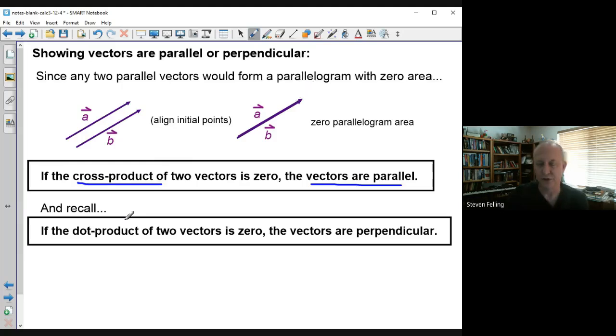And just as a recollection, if we take the dot product of two vectors and that's zero, that's how we can tell the vectors are perpendicular. So the dot product can be used to test if vectors are perpendicular, and the cross product can be used to test if two vectors are parallel to each other.